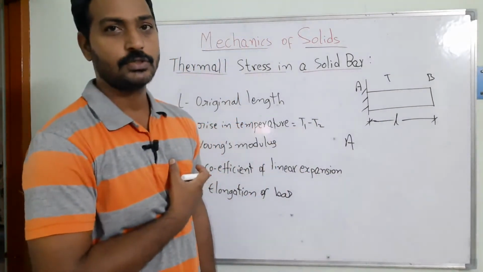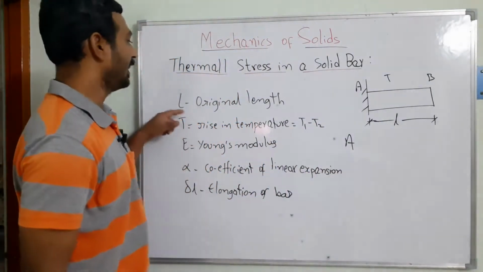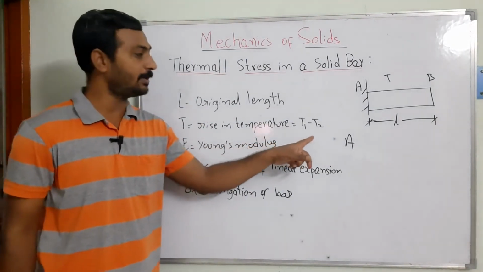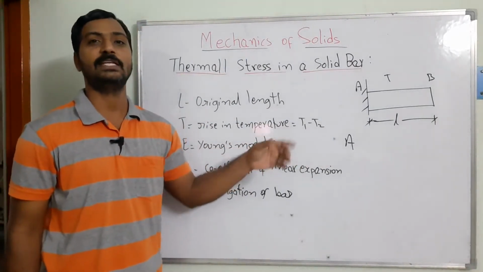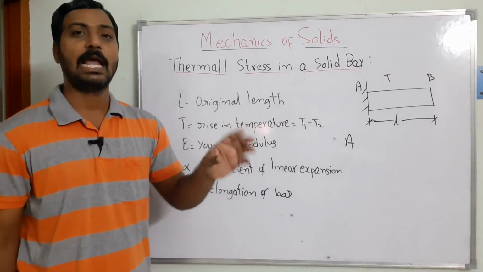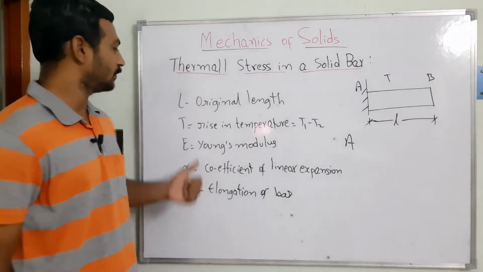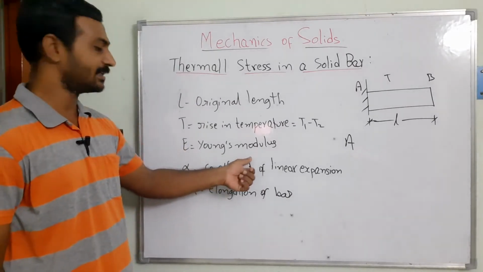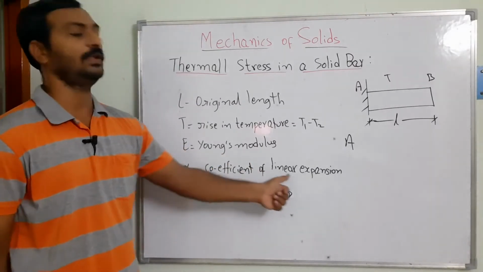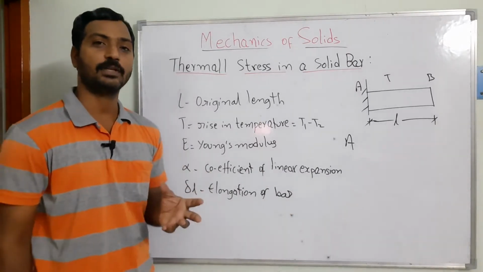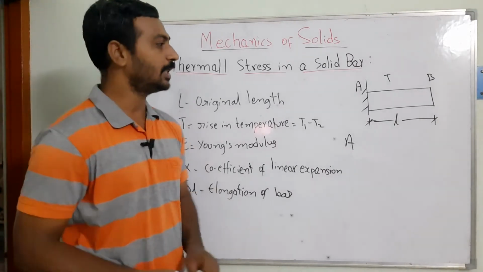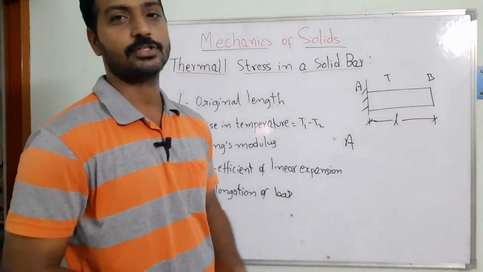Before going to that, L is the original length of the system and T is the rise in temperature, which I am taking as T1 minus T2. T1 is the existing temperature of the material and how much you are increasing it. Next, E is the Young's modulus of the system. We know every material has its own Young's modulus. Alpha is the coefficient of linear expansion, which is widely used for thermal conditions. Del L is the elongation of the bar, and A is the cross-sectional area.